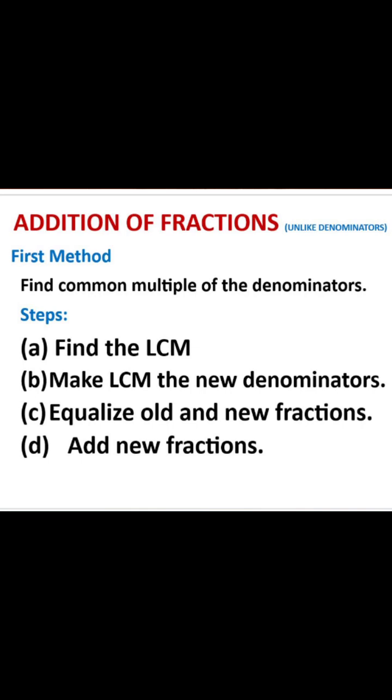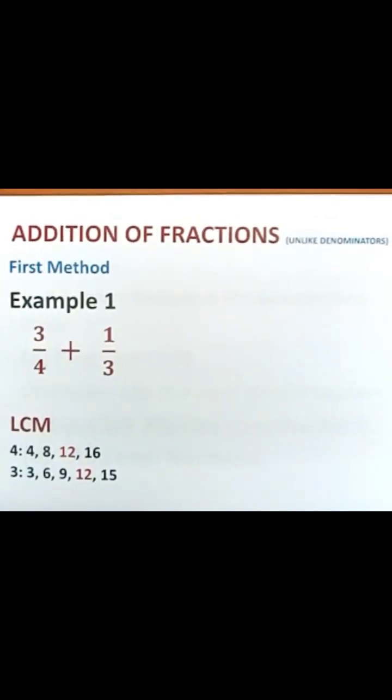I'm sure we still remember how to add fractions that have like denominators, because by the time you equalize the old and the new fractions, you will now have fractions that have like denominators, and they are very easy to add. So without wasting further time, let's go straight into the first example that we're going to use to demonstrate those 4 simple steps in adding fractions that have unlike denominators.